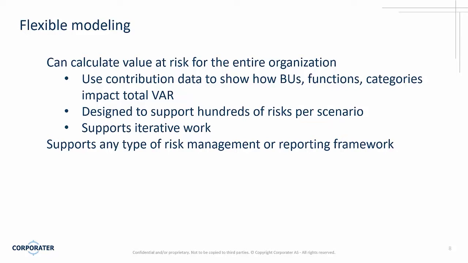Another thing that's important to consider is that this is designed to support hundreds of risks per scenario. And what this means is that we need to support iterative work, because if you want to get 100 risks in, you might find that you have duplicates and you might want to rerun things. Let's say you have 600 risks going in and you need to choose 500 specific risks that go into the scenario. You don't want to spend all your time trying to find those specific risks. So we make it easy to reuse your selections and work iteratively.